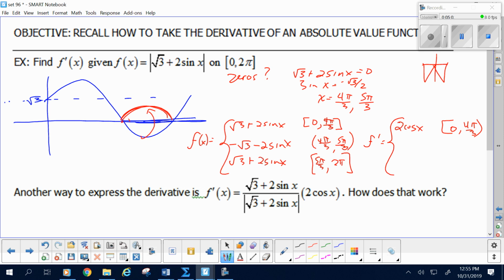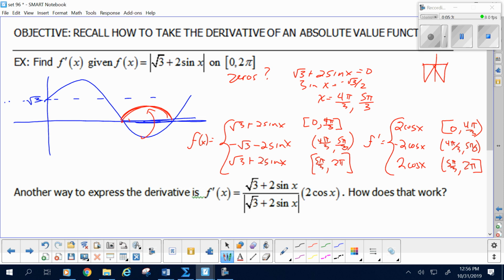What about the next branch's derivative? Negative 2 cosine of x from 4 pi over 3 to 5 pi over 3, not inclusive. And the final branch? 2 cosine of x, 5 pi over 3 to 2 pi, inclusive of 2 pi? Yes. Okay. So this is by far the common way to do absolute value derivatives: piecewise. It's the way they do it on the AP test. That's the way you should do it on the homework and the test.